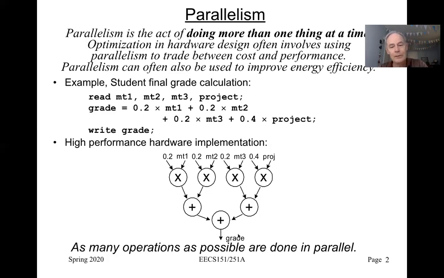So the parallelism is maximized here at the beginning, and then there's less parallelism, and then even less parallelism, but we're still doing as much as we can at the same time. So this would be a high performance implementation.